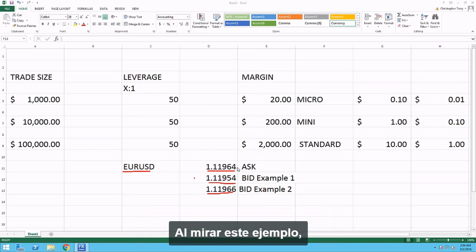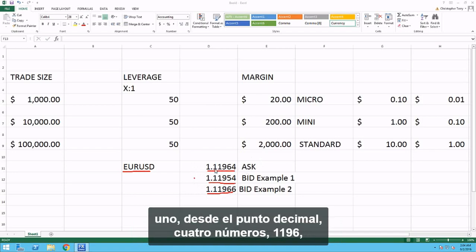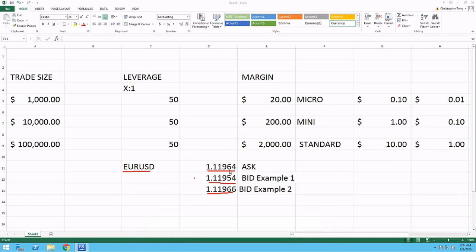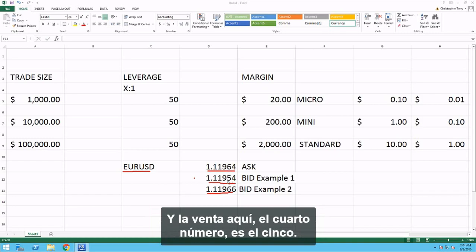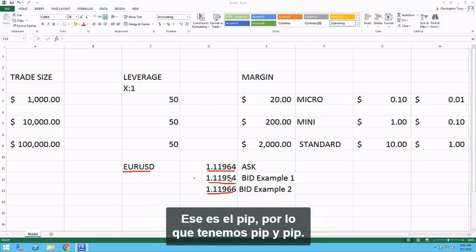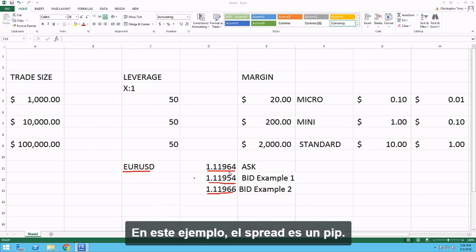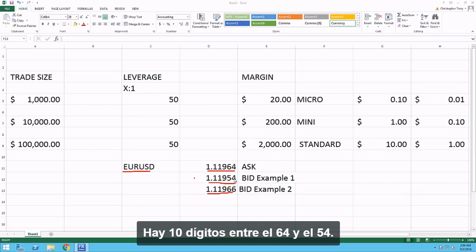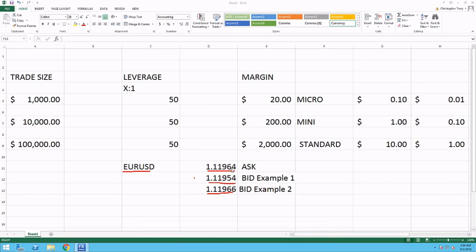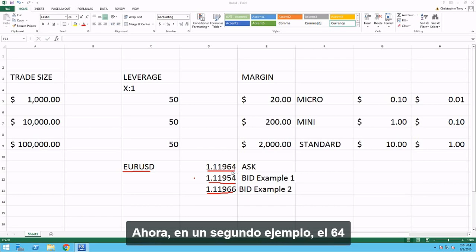When looking at this example, one from the decimal point, four numbers, 1196, the 6 is the pip. And the bid right here, the fourth number, is the 5. That's the pip. So you have pip and pip. In this example, the spread is 1 pip. You can see that. There's 10 digits between the 64 and 54. Now, in the second example, the 64 and the 66, there's a 2 pipette spread.